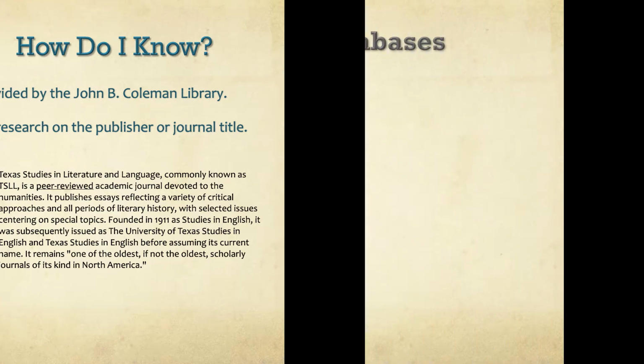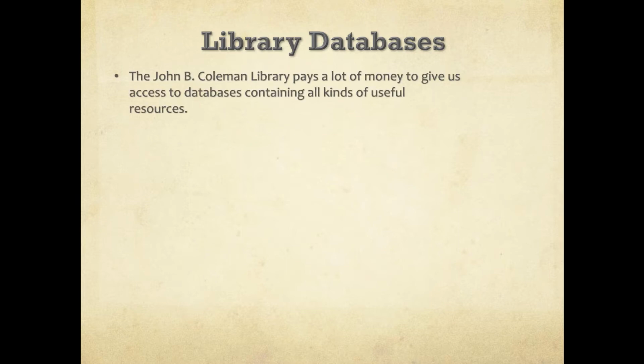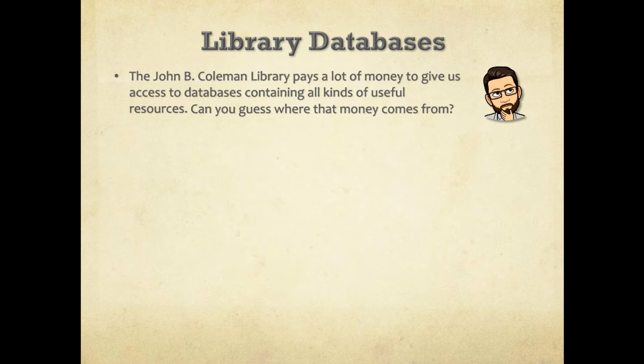Okay, let's talk about the library databases, because as I mentioned previously, using the library databases is the best way to ensure that you are getting good academic source material. So the John B. Coleman Library pays a lot of money for us to have access to databases that contain all kinds of useful resources. Can you guys guess where all that money comes from? Well, if you're thinking it probably comes out of my own student fees, then yeah, you're right. You guys are paying for the access to these databases. So you might as well get your money's worth and use them.